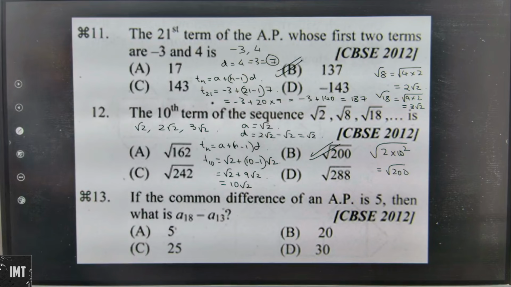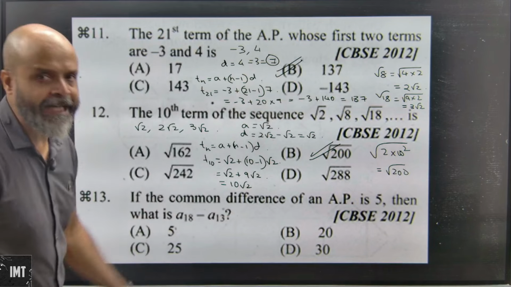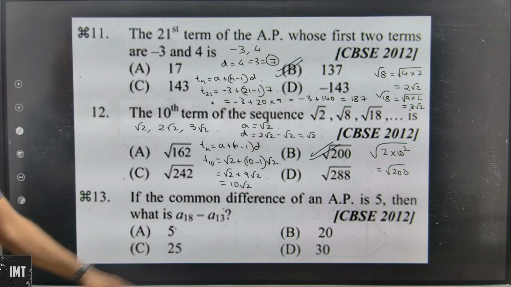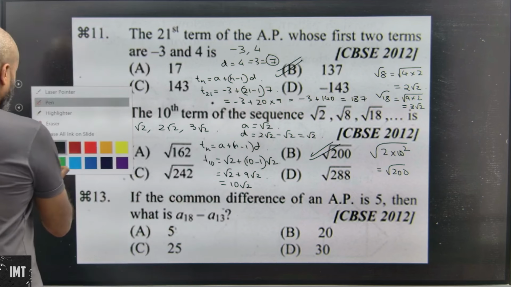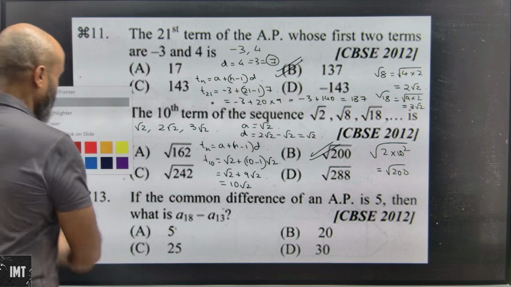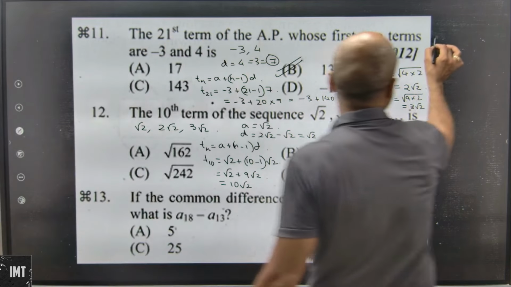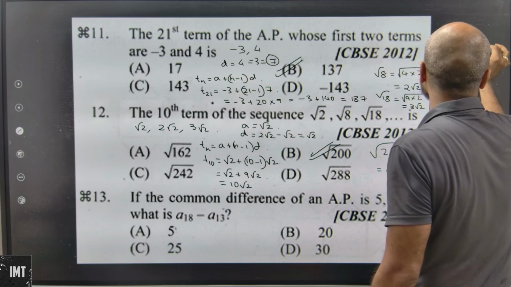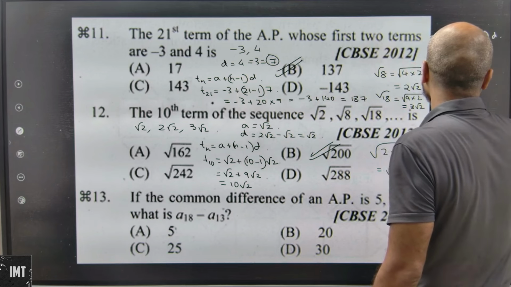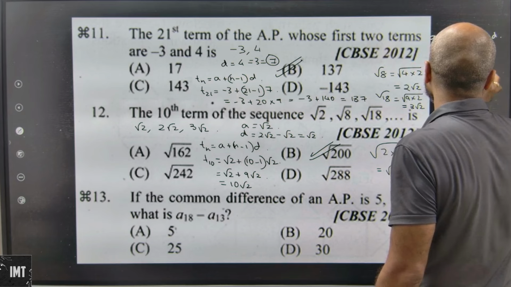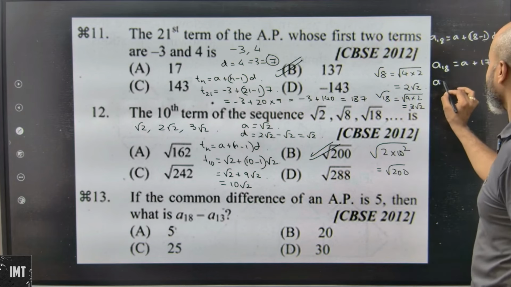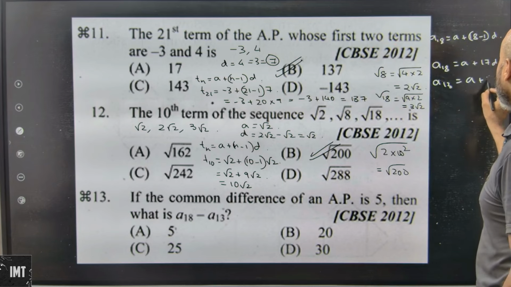If the common difference of an AP is 5, then what is A18 minus A13? Okay, so here it's a question of 2012. Common difference of the AP is given as 5. So let's say what will be A18? A18 can be written as A plus 18 minus 1 into D. So A18 is going to be A plus 17D. In the same way, we can write A13 as A plus 12D.